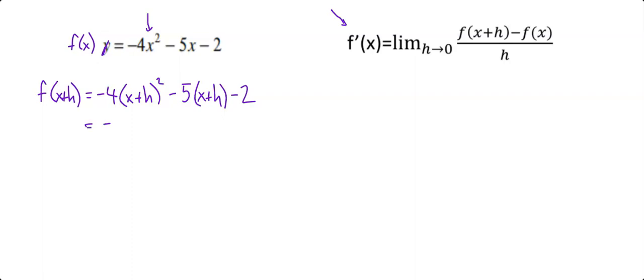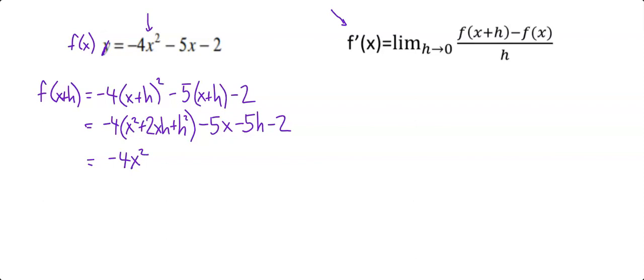Then I do the squaring first: x squared plus 2xh plus h squared. And this is minus 5x minus 5h and minus 2. And so this is going to be negative 4x squared, nope, that's 8, hold on a sec, yeah, that's minus 8xh and minus 4h squared minus 5x minus 5h and minus 2.